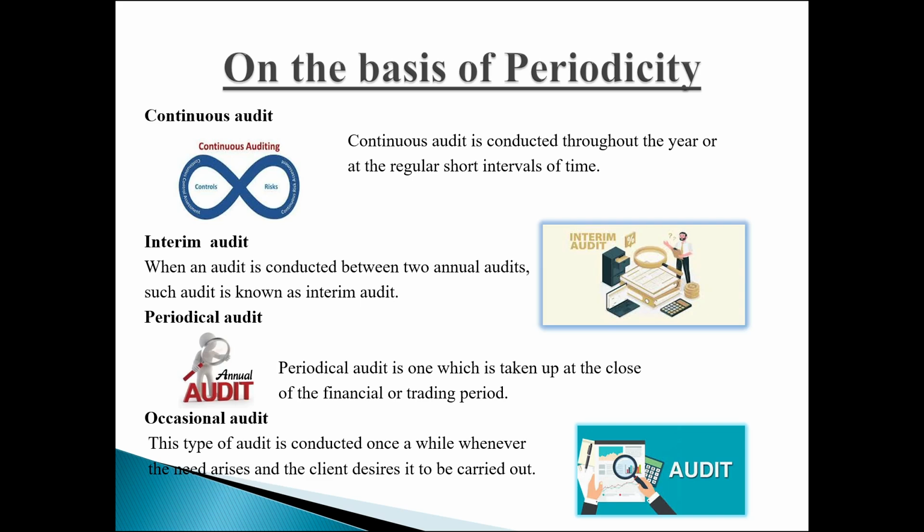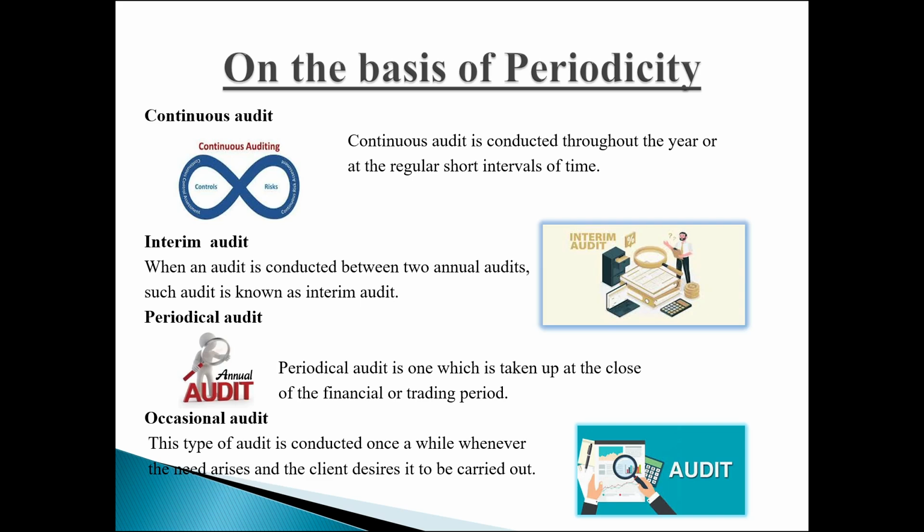Next type is on the basis of periodicity. First audit classification is continuous audit. Continuous audit is conducted throughout the year or at regular short intervals of time. There are some advantages in continuous audit, such as easy and quick recovery of errors, gaining knowledge of technical details, quick presentation of accounts, and keeping client staff regular.